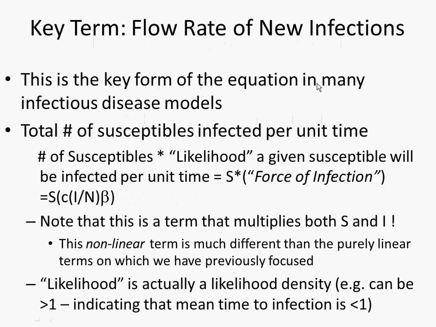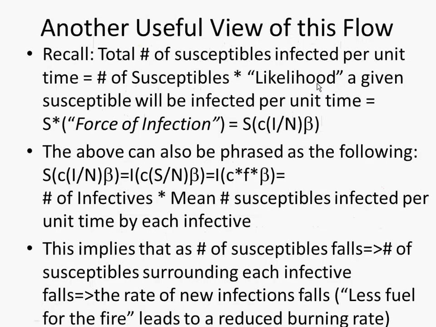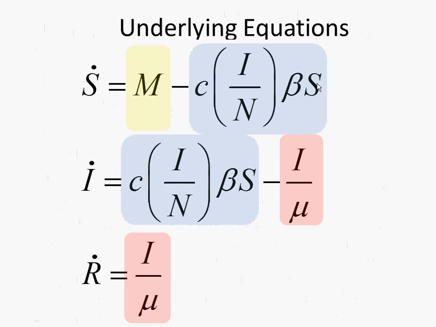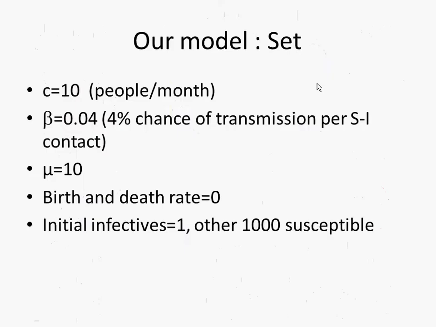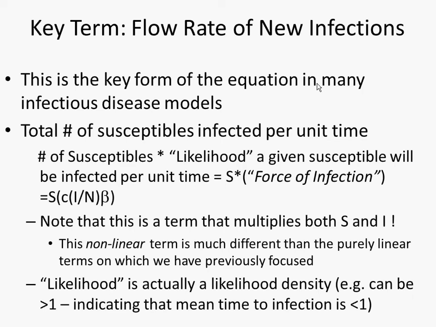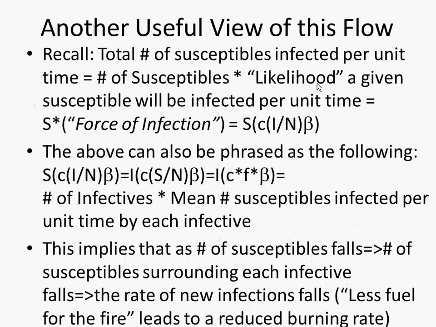Now, notably, this may not seem significant, but it makes the world of difference in terms of analysis. That is a term which involves both S and I multiplied by each other. And when you see a term like that, it's nonlinear. It's nonlinear in S and I. They don't just add up neatly. And as a result, when you have a model like that, in general you can't solve it explicitly. You have to simulate it.